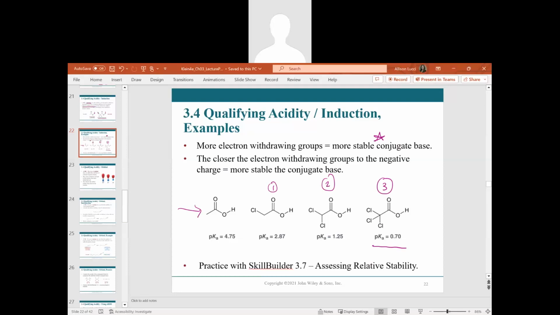The closer the electron withdrawing groups are to a negative charge, the more stable the conjugate base will be as well. So if we had a larger structure here, say we extended this acetic acid a couple carbons longer, and we put some chlorines down here to form this trichloro acid, because the electron withdrawing groups are further away from all this negative charge here, the inductive effects will be less. So the closer the electron withdrawing groups, the more stable, and the more electron withdrawing groups, the more stable the conjugate base.